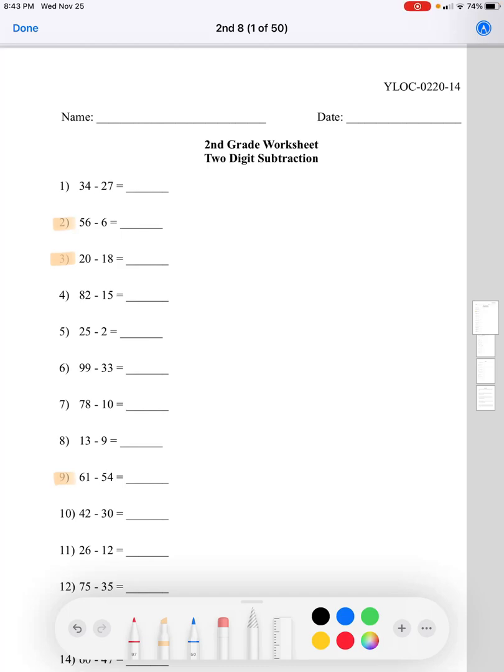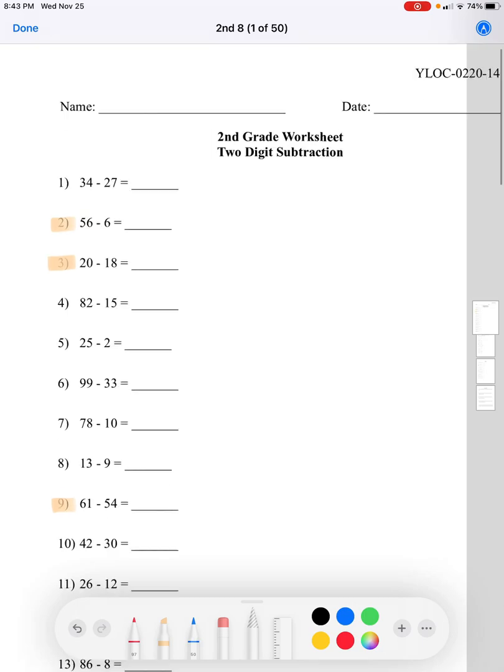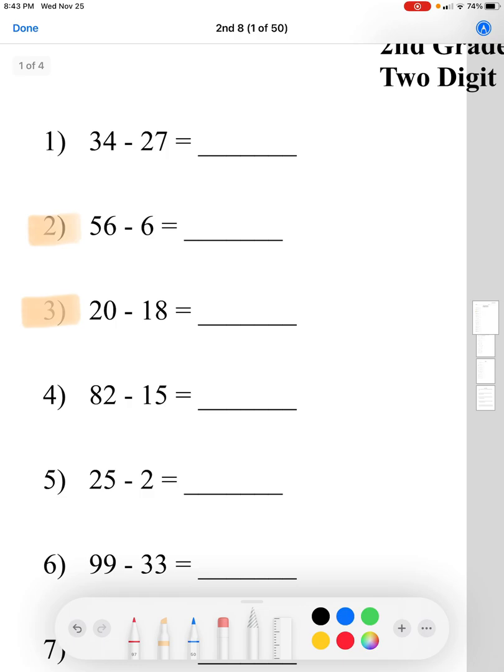So today we're going to be going over lesson 14. Our first topic is two-digit subtraction. Let's go over the first example, number 2, 56 minus 6. So we'll rewrite the question so it's easier to see.